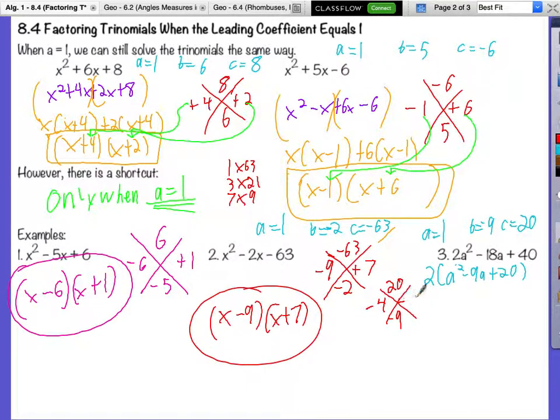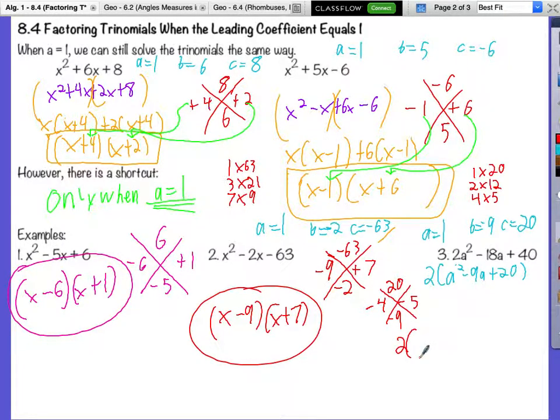Okay, 4 and 5. So if we go through our factors of 20, we can say, okay, 1 times 20, that's going to be 21. 2 times 10, that'd be 12. 4 times 5, oh, we got a winner. So now, when we write our answer, what are we going to make sure to not forget? That 2 out in front, and our negatives too. Okay, so we have that 2 out in front.